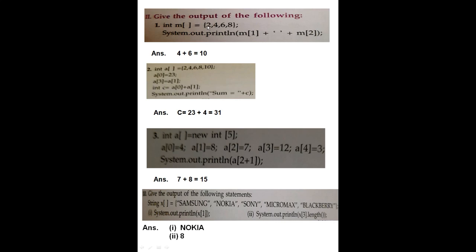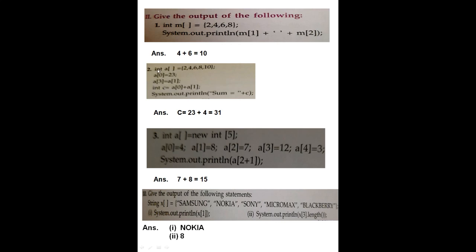We will start the memory location from 0: 0, 1, 2, 3. So the numbers are four, but the memory locations are the 0th position, first position, second position and third position. At the m1 position the number is 4 and at the m2 position it is 6. Then 4 plus 6 became 10. The answer will be 10.